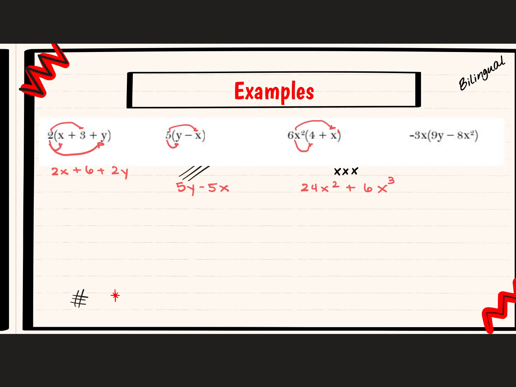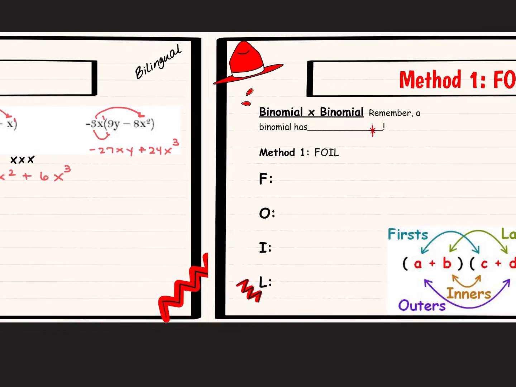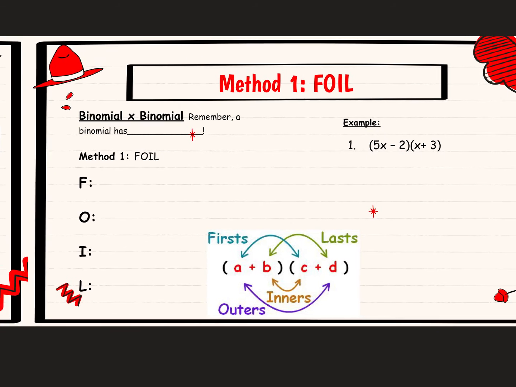And then for the last example, I have negative 3x being distributed to everything in the parentheses. So I have negative 27xy minus, again, we're going to multiply our negative 3 and our negative 8 to get a positive 24. And then we have x to the power of 1, x to the power of 2, so we have x cubed. All right. So that's looking at multiplying a polynomial times a monomial.